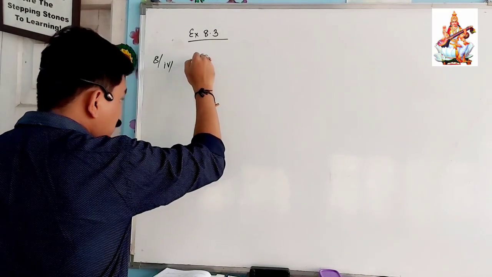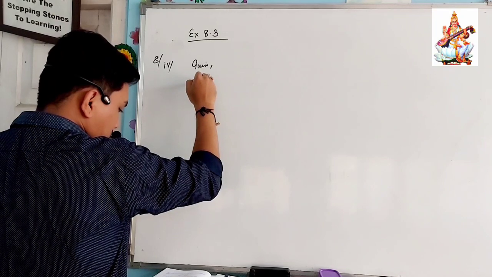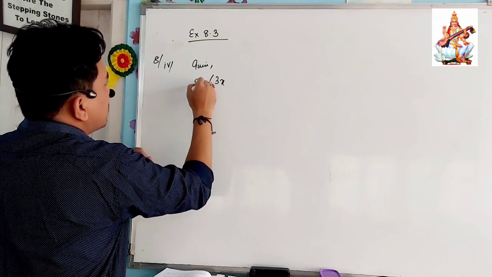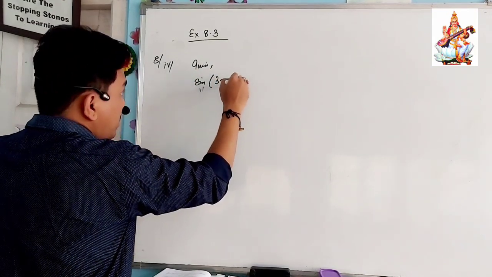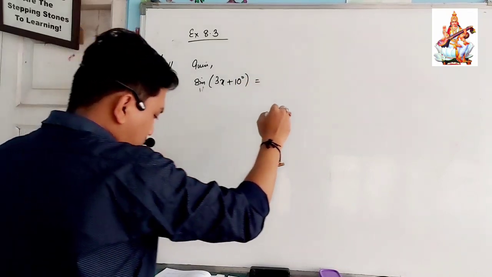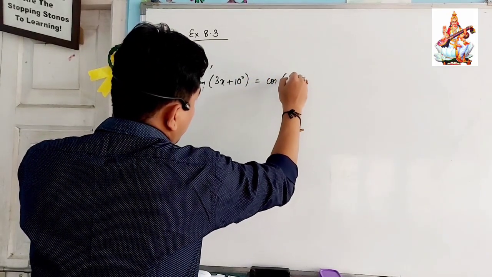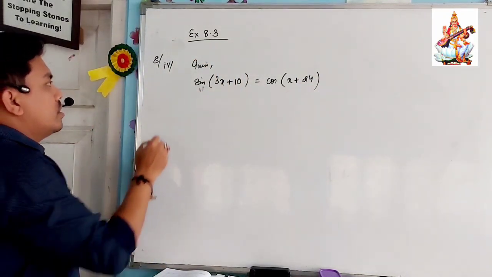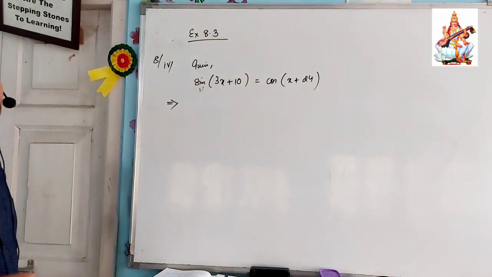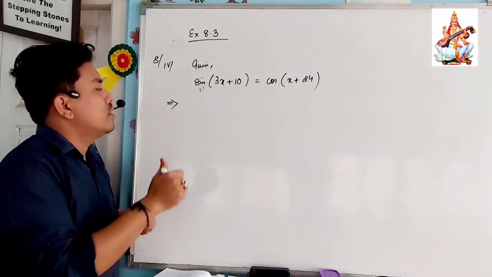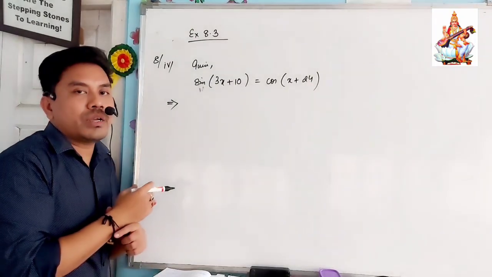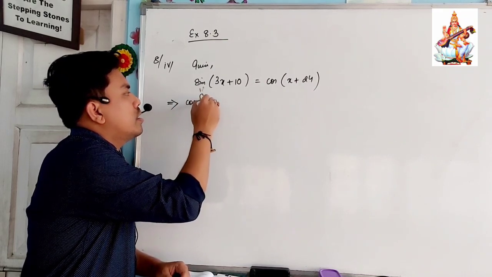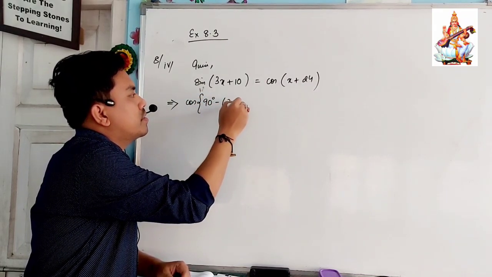What is given? Given sin 3x plus 10, and here what is given? Cos x plus 24. Again, the degree is not mentioned in the question, so I will remove it. So I told you we have to make it what? Cos on both sides, isn't it? So we'll convert this in what? In the complementary form. Cos 90 minus 3x plus 10.